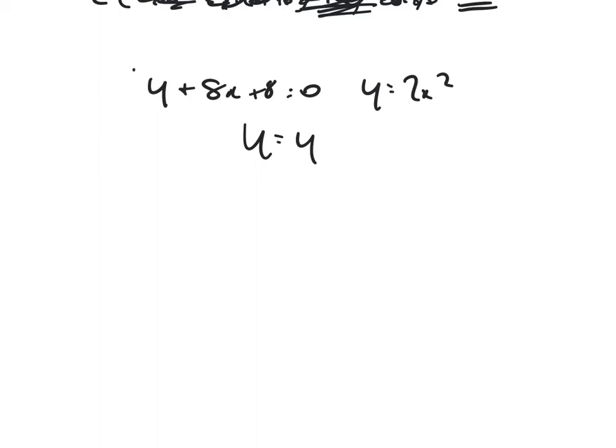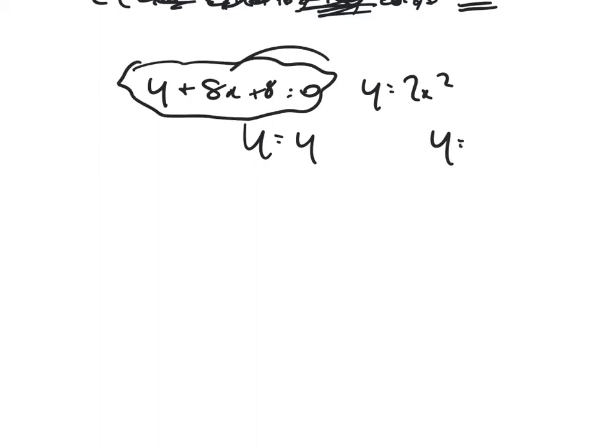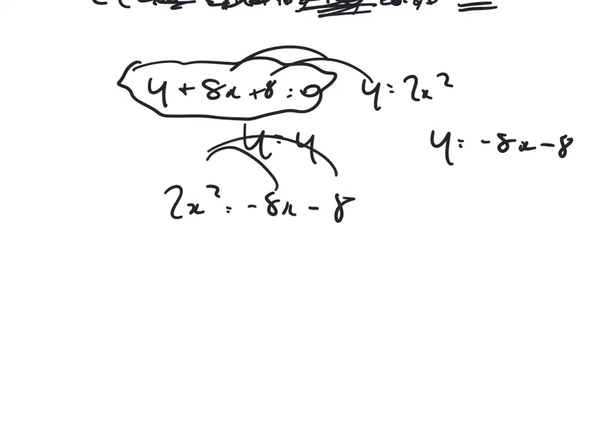So, prove that tangency exists and find the point of contact for the straight line y plus 8x plus 8 is equal to 0 and the parabola y equals 2x squared. Before making y equal to y, I need to rearrange this straight line equation so that it starts with y equals, but that's easy enough. So bring those across, and that will be minus 8x minus 8. It's now 2x squared equals minus 8x minus 8.